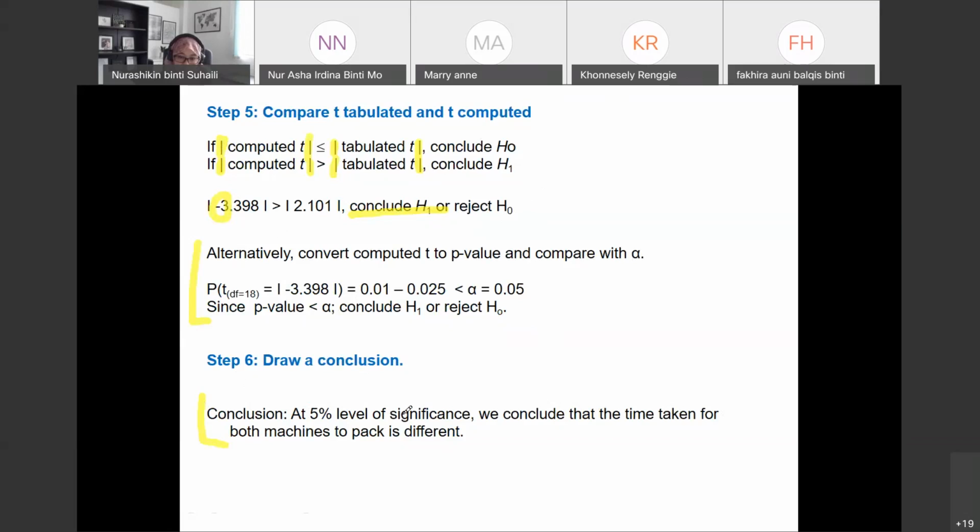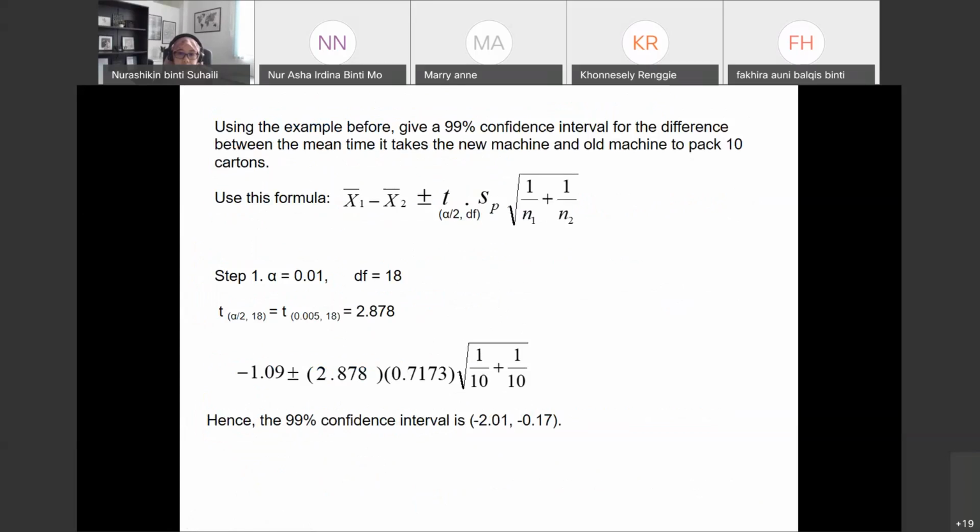At 5% level of significance, we conclude that the time taken for both machines to pack is different. Or if you construct the sentence like the mean of the old machine is equal to the mean of the new machine, that is also correct. But for the conclusion you have to write a proper sentence. So that concludes all the steps that we discussed: how to apply it and how to answer the related question.